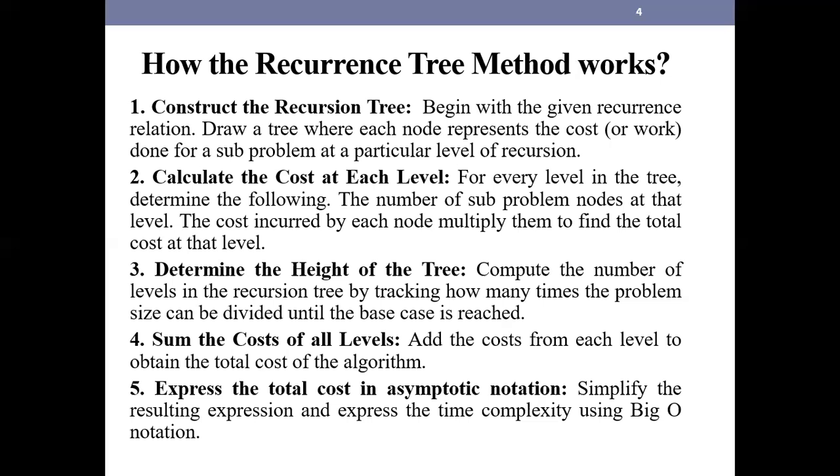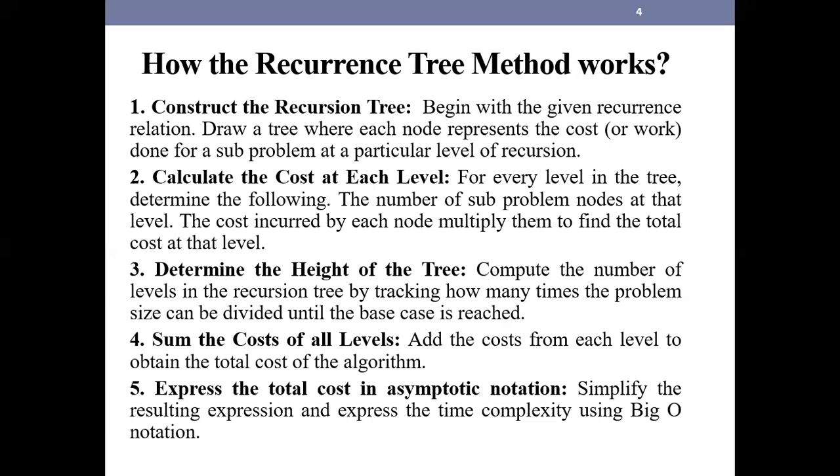The third step is to determine the height of the tree. So how many levels are there? The root is level 0 and its immediate children are level 1. Finding the number of levels, or the height of the tree, can be used for finding the total cost of the given recurrence relation. After calculating the cost at each level, add the cost of all levels to get the cost of the overall algorithm of the recurrence relation, and express the cost in asymptotic notations.